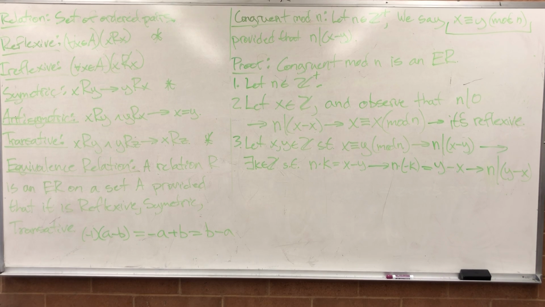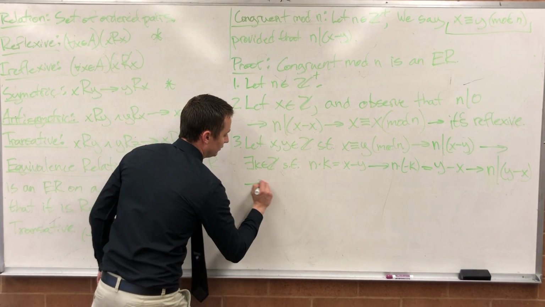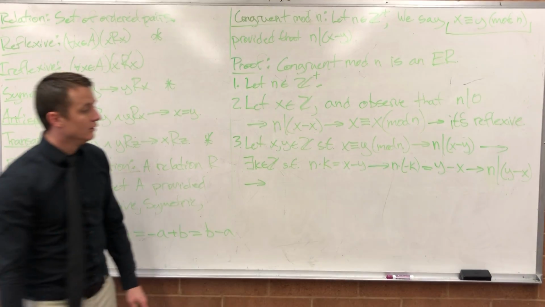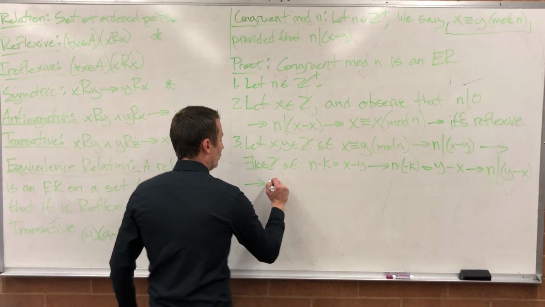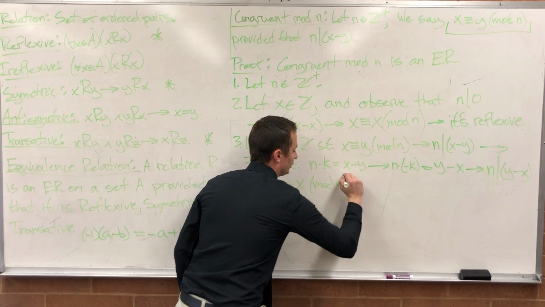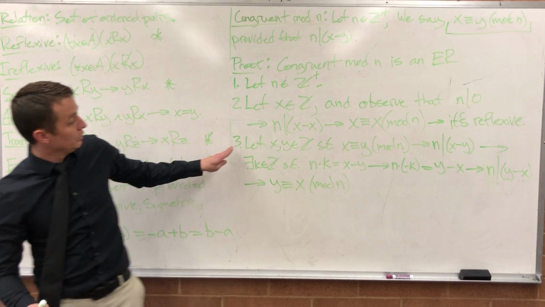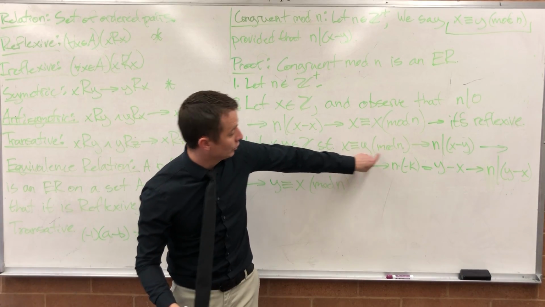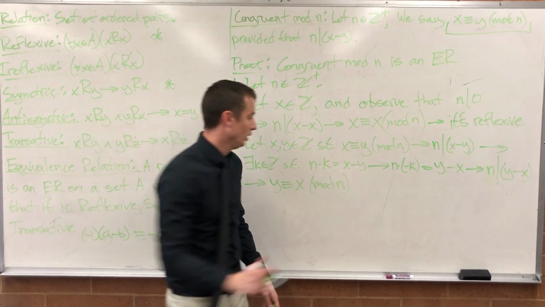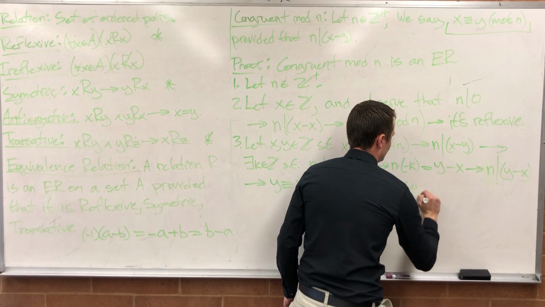And what does it mean for n to divide y minus x? What do we know then? Don't skip steps. Symmetric means that it's the same thing. It means that y is congruent to x mod n. Finish using your definitions. Don't skip steps. Now we have it. We started with x is congruent to y mod n. We got to y is congruent to x mod n. Wonderful. Which implies it is symmetric.